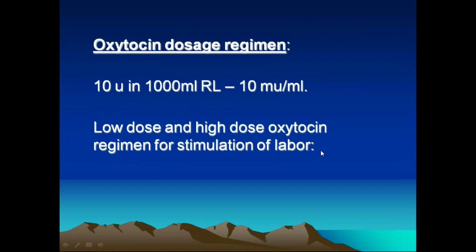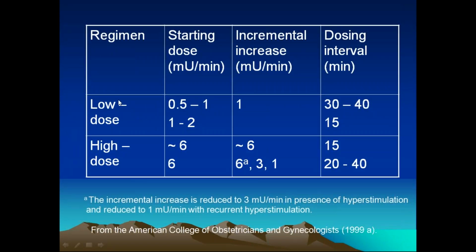So coming to the regimens of oxytocin, we'll use 10 international units in 1000 ml, that is 1 liter of fluid, and will induce the patient. We have two regimens, low dose and high dose oxytocin regimen for stimulation of labor. Coming to the low dose, we'll start with 0.5 to 1 milli international units per minute, or 1 to 2 milli international units per minute, and we'll increase the dose by 1 milli international unit per minute.